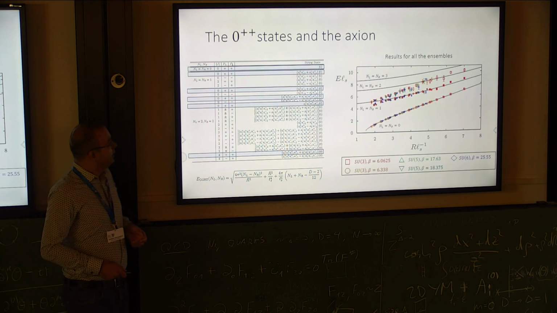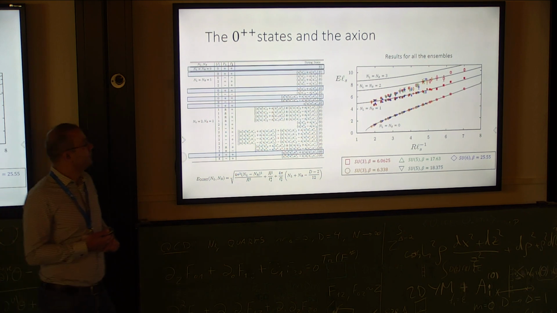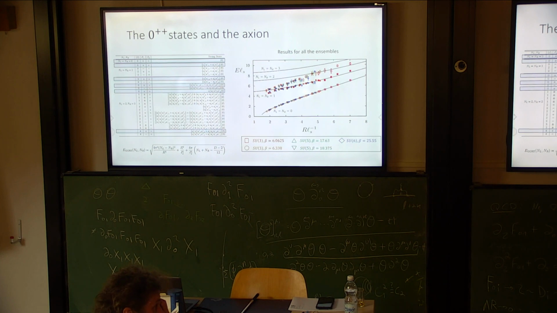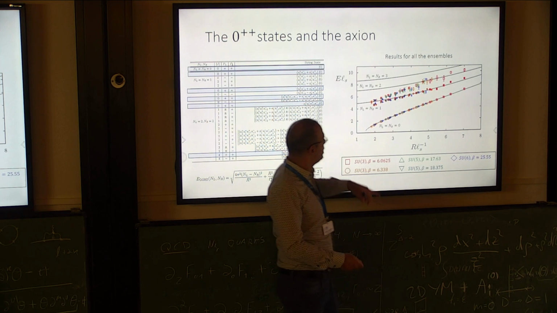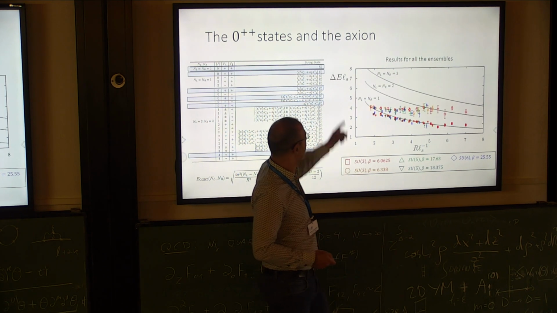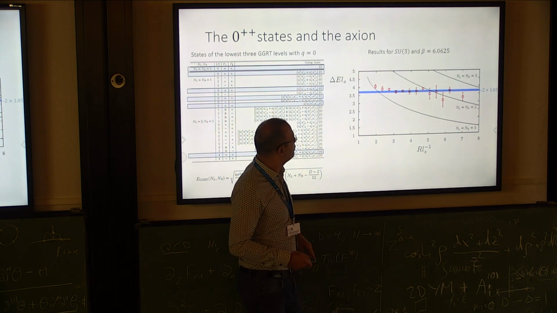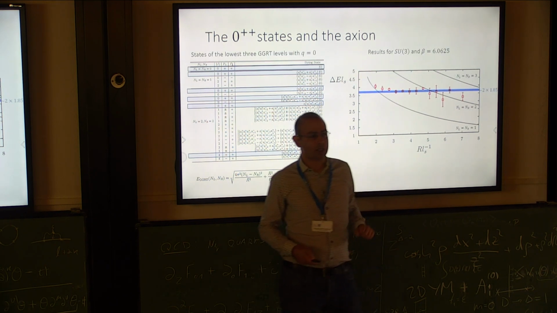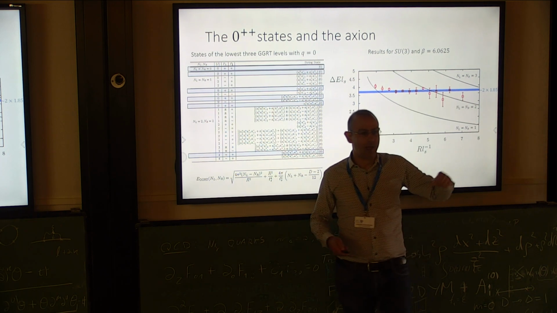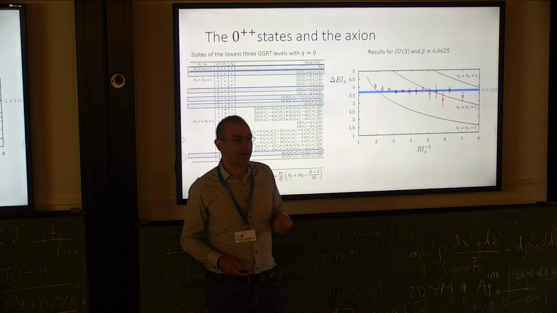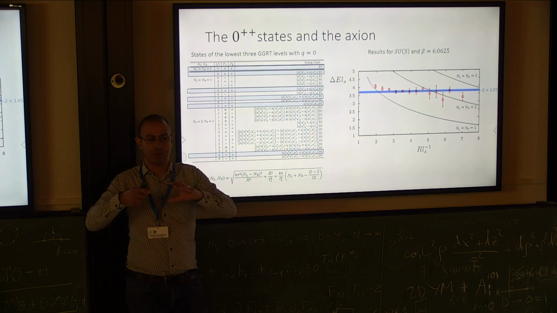Now, if we go to the 0 plus plus states, this is the absolute ground state, the first excited state I showed you, and this is the second excited state. And actually, if I subtract the absolute ground state from this state here, we see that this looks like a plateau. If I focus on SU3 and beta of 6.0625, this plateau is equal to 2 times 0.185, which is the mass of the axion. So it looks like we also have a coupling between 2 axions.